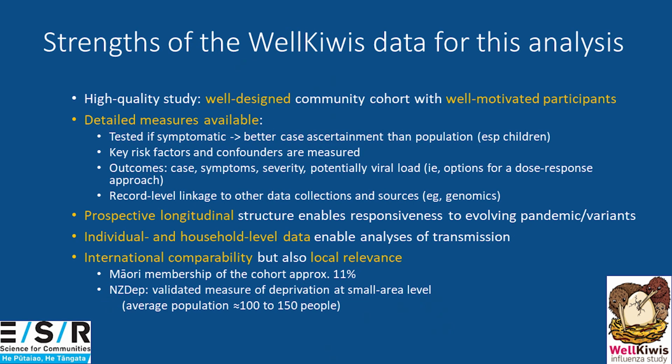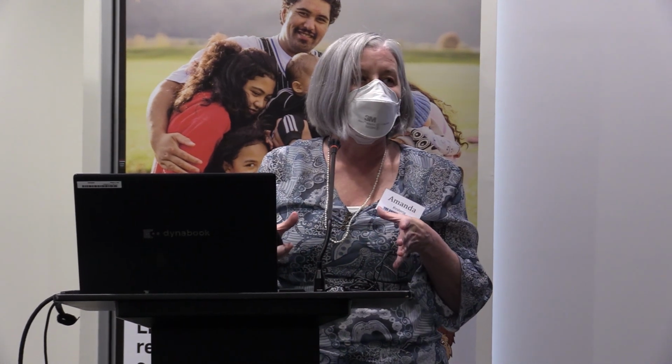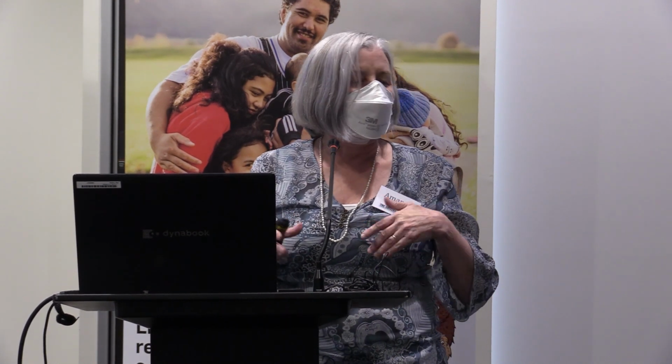And finally, we've got international comparability, as we've heard, but also local relevance. This is a cohort for New Zealand. It captures New Zealand's unique situation. In particular, when the Omicron variant started circulating in New Zealand, most of the population at that point was naive to COVID-19. So one thing we don't have to worry about is previous infection as a complicating factor in the VE estimate.